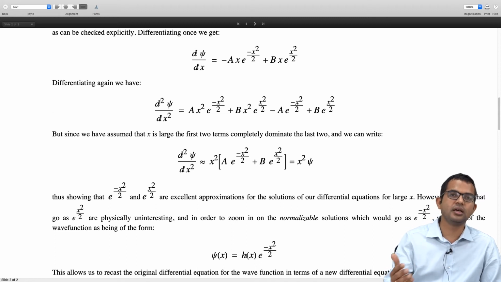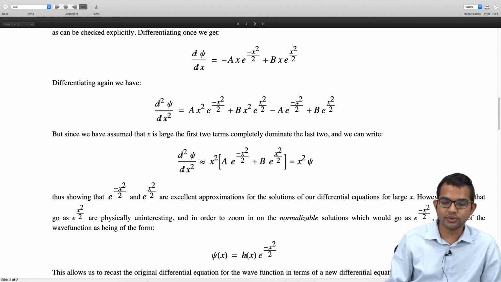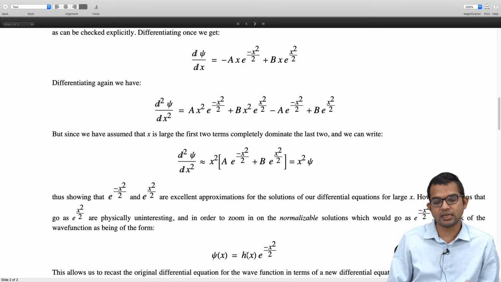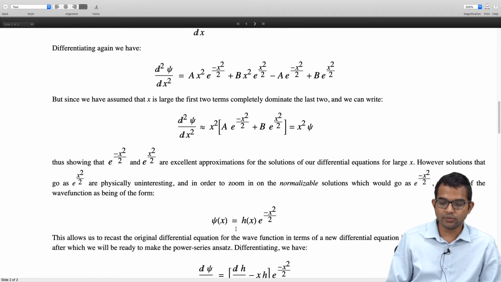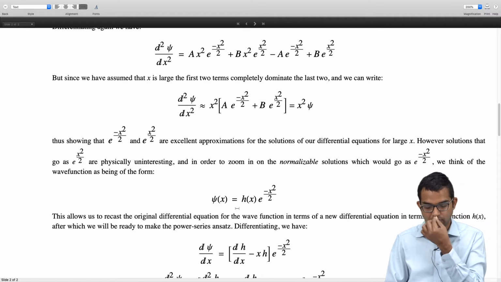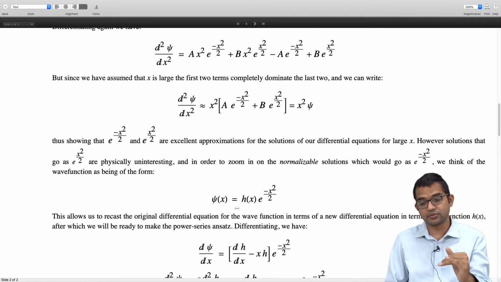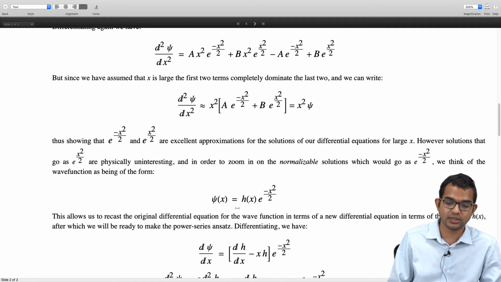We will see as we go along in this lecture how this differential equation in H, instead of the differential equation in psi, is a convenient differential equation to work with. Okay, so what we do now is work out first of all what the differential equation for H is, and then solve it using the power series approach.